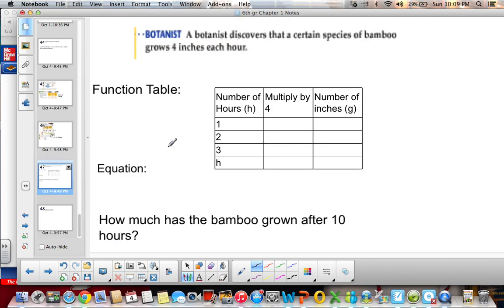Okay? A botanist discovers that a certain species of bamboo grows 4 inches each hour. So we're going to make a function table, we're going to write an equation, and then we're going to figure out how much the bamboo has grown after 10 hours. So I want you to pause me and try to fill in. Copy this sentence, actually, so you know the problem that you're working on. Copy this function table and fill in these two columns, and then see if you can figure out an equation that would go along with this function table.